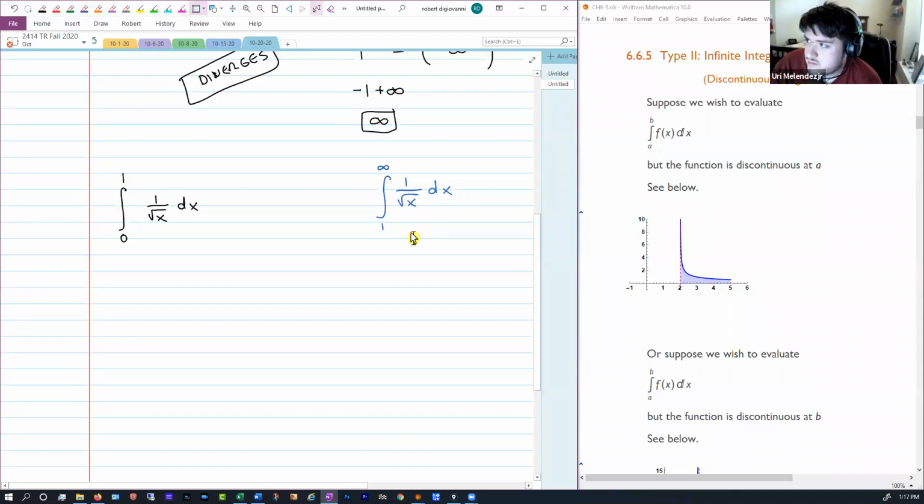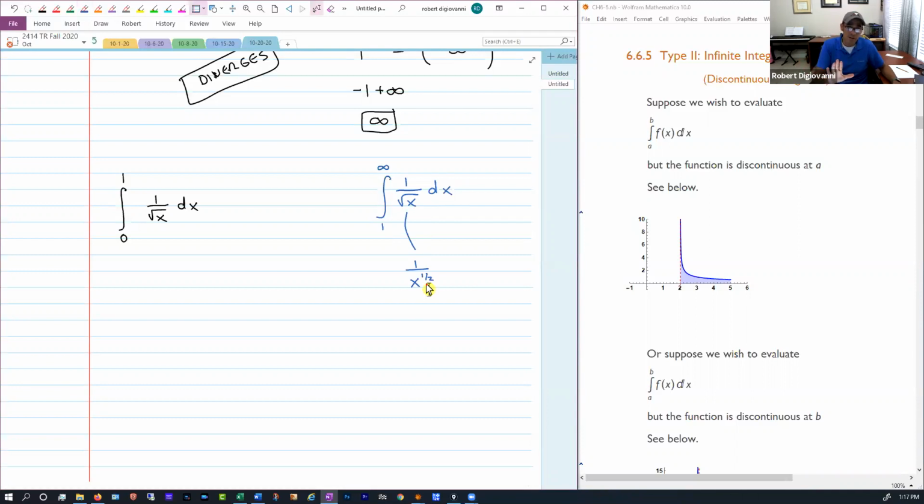Diverged, because this is really 1 over x to the 1/2, and that power 1/2 is less than 1, and so we would have divergence. That's from last class. So let's see if the integral from 0 to 1 diverges or converges. Same thing, we have a number line. Here's 0, here's 1. 0 is where we have the problem. We're going to have to approach 0 from the right.